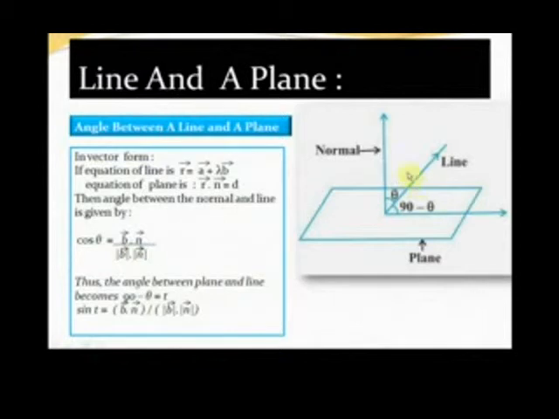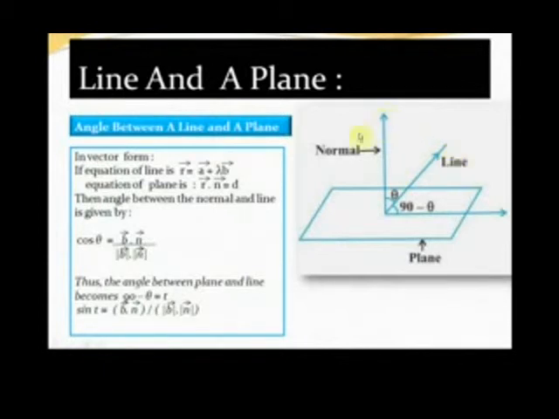Let us say that this angle between the line and the normal to this plane is equal to theta. So the angle between the normal and the line is given by theta, and the angle between the line and the plane is given by 90 minus theta. Now in the vector form, if the equation of the line is vector r = vector a + lambda times vector b, and the equation of plane is given by vector r dot vector n = d, then the angle between the normal and the line is given by cos theta = (vector b dot vector n) divided by (modulus of vector b into modulus of vector n). This is because the direction of this line is along the vector b, because this line is parallel to vector b.